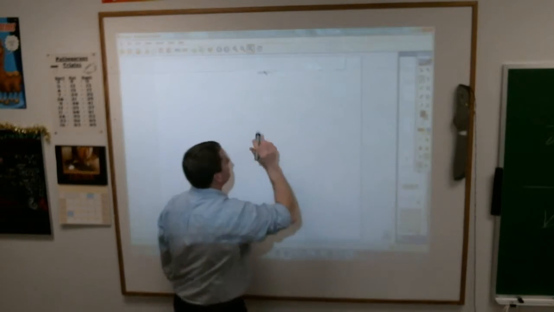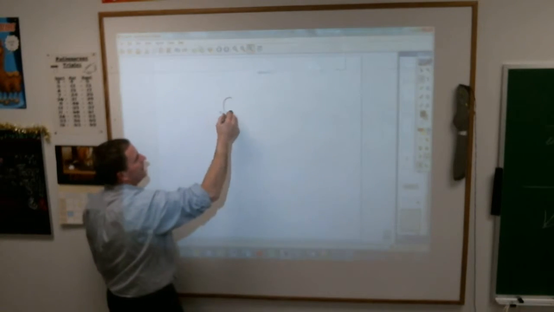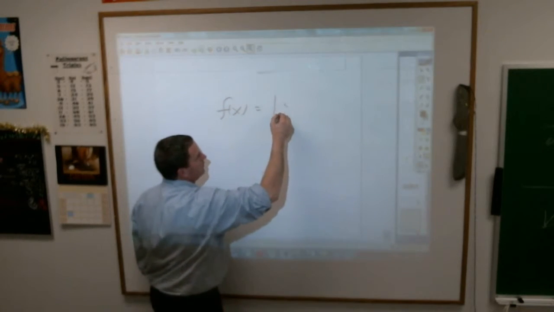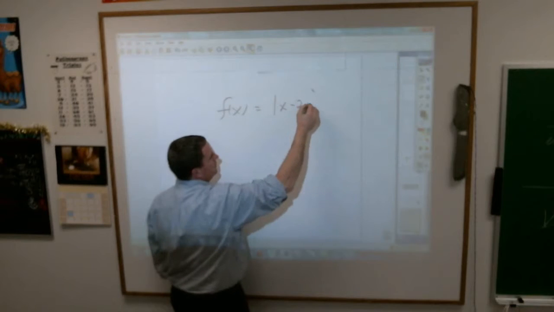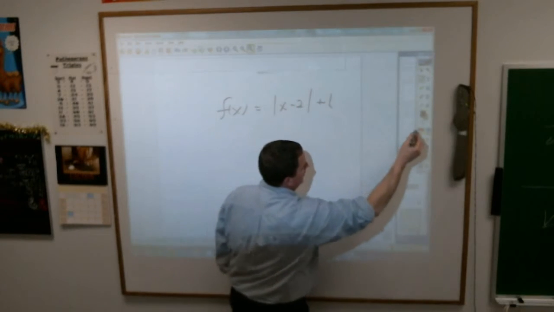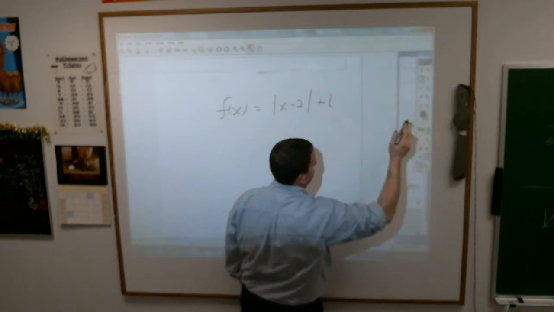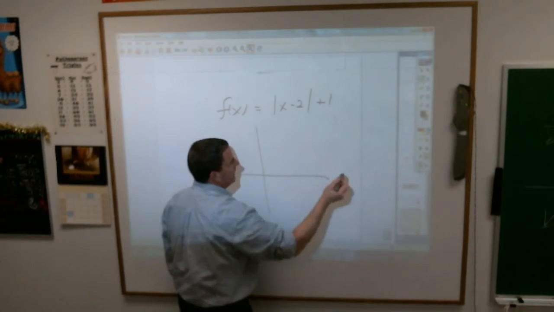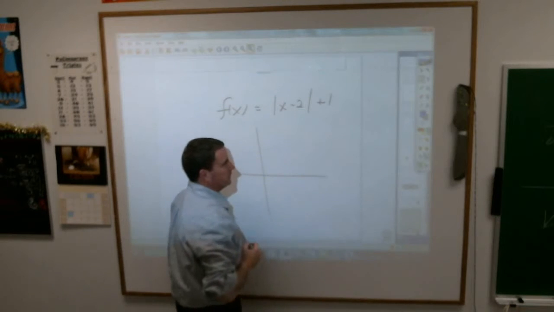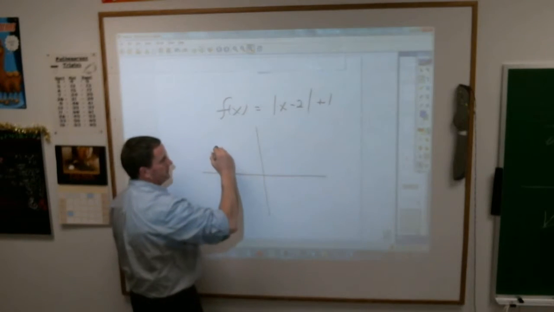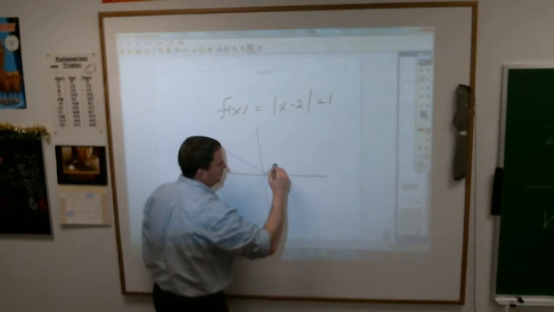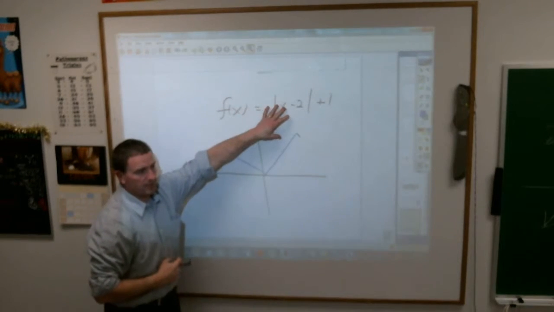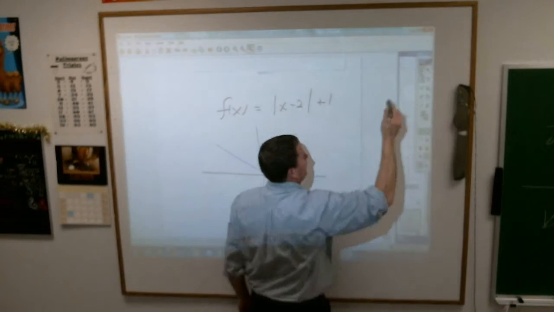Here we go. So, here's the deal. If I have f of x equaling the absolute value of x minus 2, plus 1. Watch the beauty of this. Let me just draw. Here's my graph. I'm going to start with my parent function, and show you what happens. That would be if it was just f of x equals the absolute value of x.